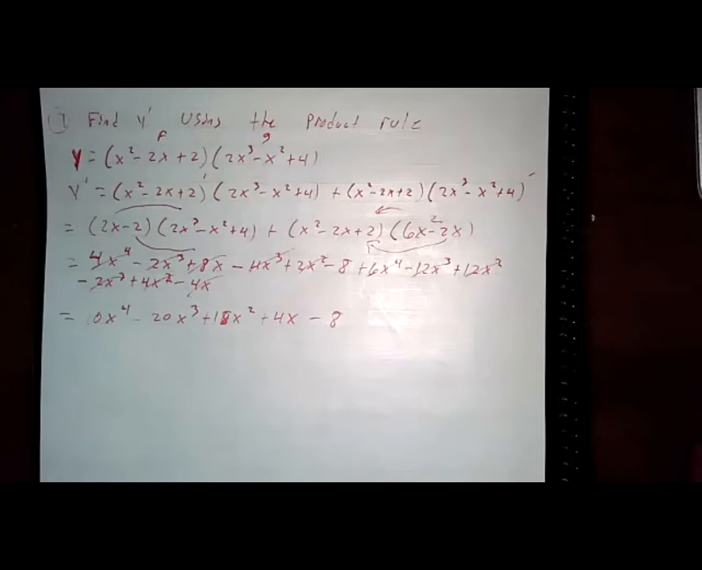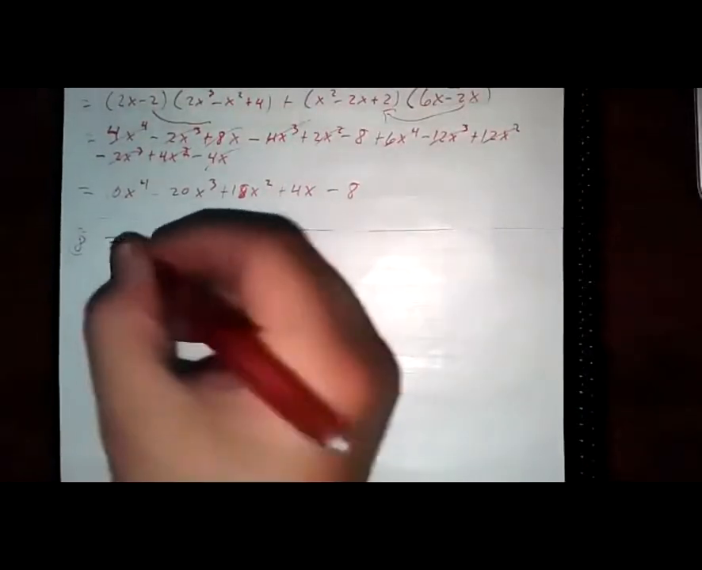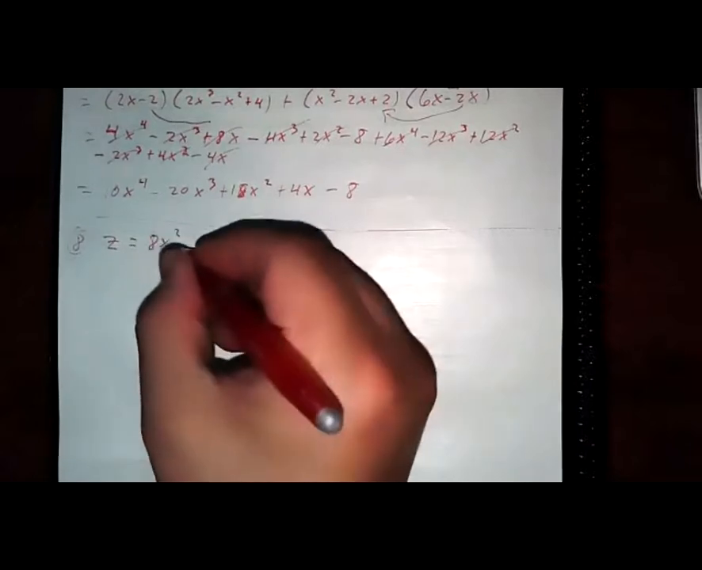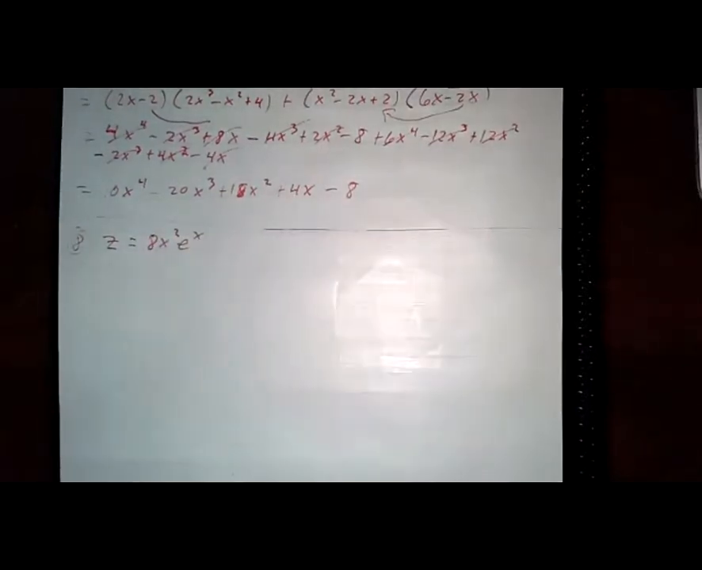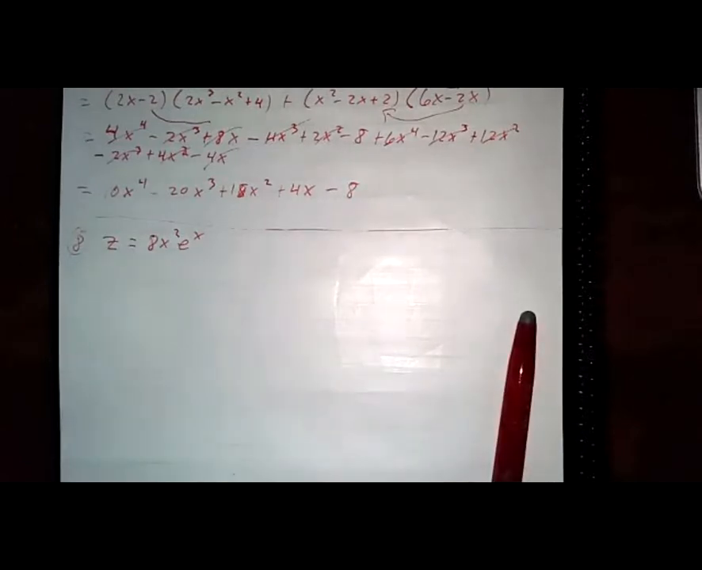You guys have any other questions on number 7? No, sir. No, let's go to 8. Let's do 8. I hope you don't mind. Nope. Right, this one: z equals 8x squared times e to the x. Are we gonna use the product rule as well? Yeah, we're gonna use it because there's 8x squared times e to the x, so that's a product, right?